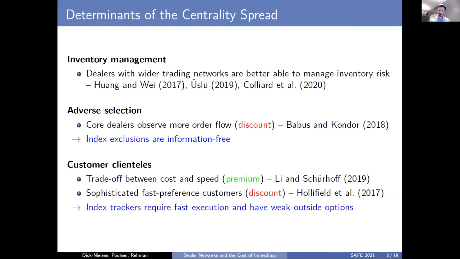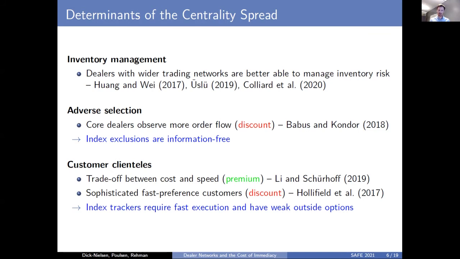Using a similar model, Holyfield and co-authors instead assume that these customers with a strong preference for execution speed are also the more sophisticated customers, in the sense that these customers have more valuable outside options when they bargain with dealers over the transaction price. So this allows the sophisticated customers to negotiate better terms with the dealers and therefore trade at lower transaction cost. So this would tend to predict a centrality discount.